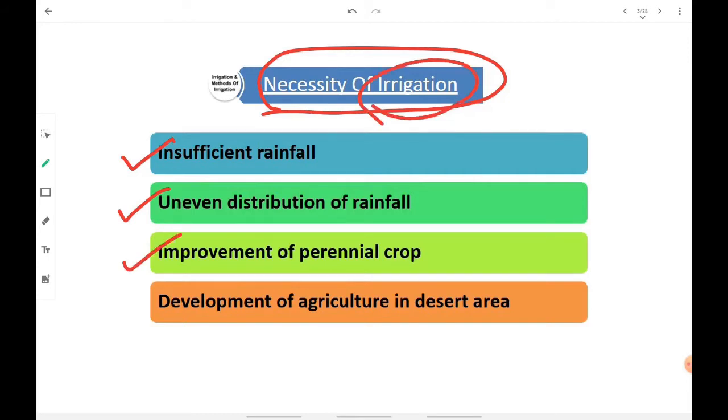And development of agriculture in desert areas. It is nearly impossible to have crops or plants in a desert area, but if we take water there, cultivate some land, bring useful soil, and provide irrigation, then we can develop agriculture even in desert areas. Okay, this is point number 4.